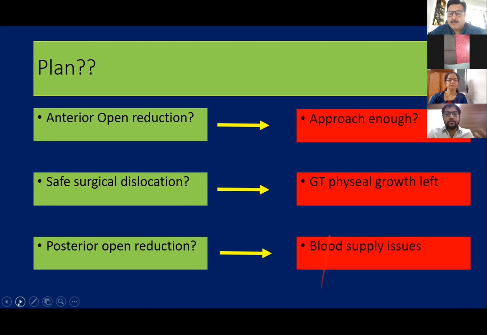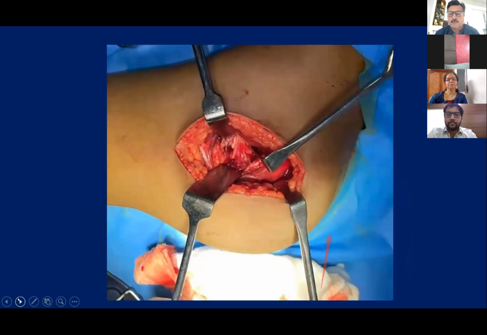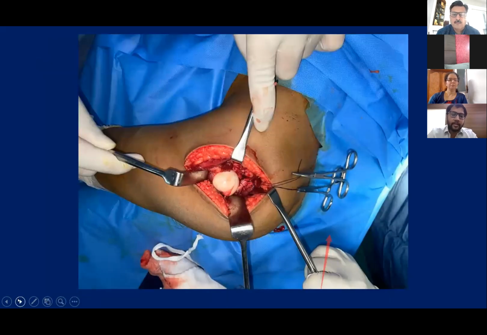Yeah, so as Sir said, these were the issues regarding the approach, and because of the aforementioned reason, we used a posterior approach. So we put the child in lateral position and used the standard KL approach. And these were the external rotators. And as seen here, there was interposed capsular tissue, and there was a rent in the capsule. Using it, on just a simple manipulation, we could easily dislocate the head.